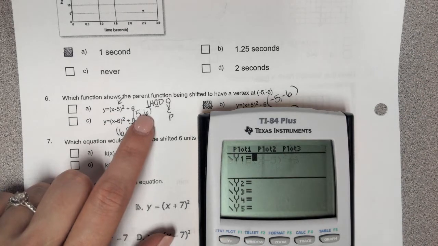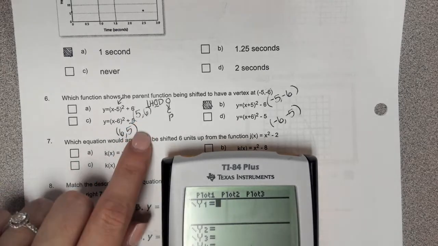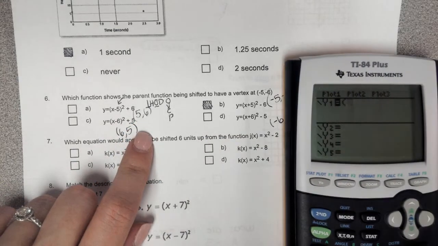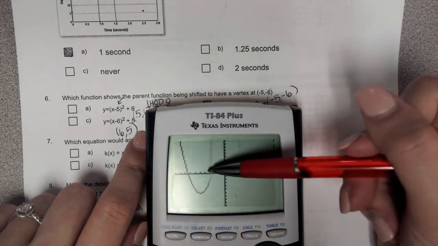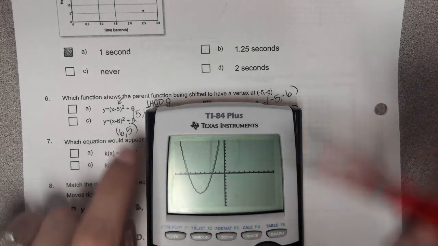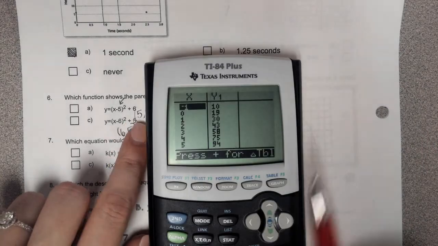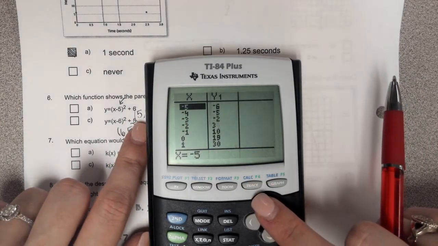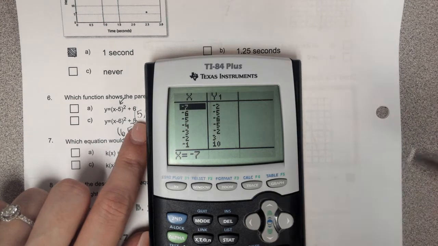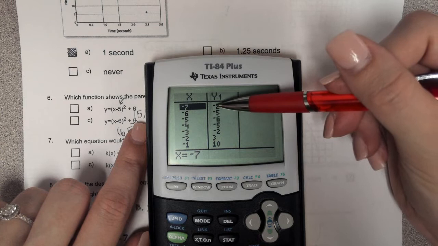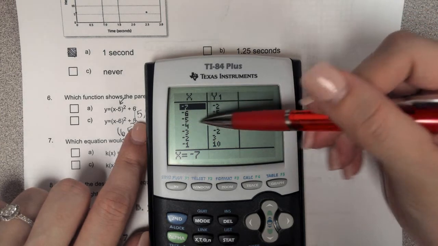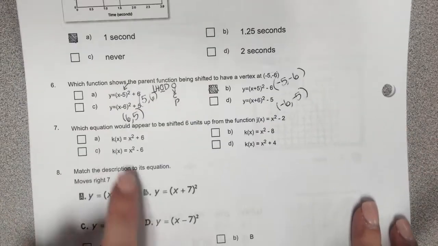So if I end up typing in the correct one, parentheses, x plus 5 squared minus 6, -5, -6. I could check on my table. -5, -6 needs to be in the middle of the rainbow. So if I'm looking for my rainbow points, we've got -5, -5, -2, -2, and right there in the middle is that -5, -6. Perfect.